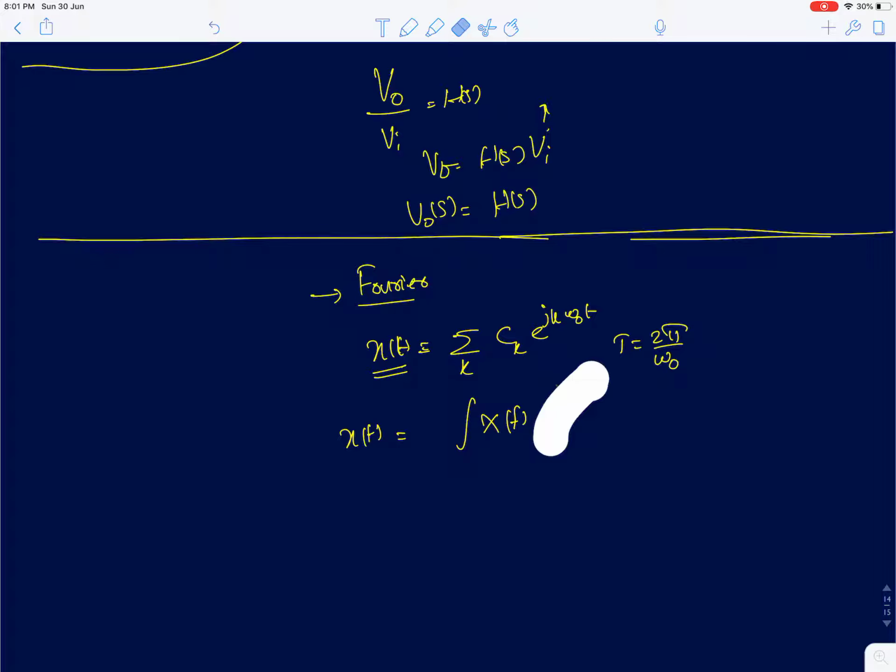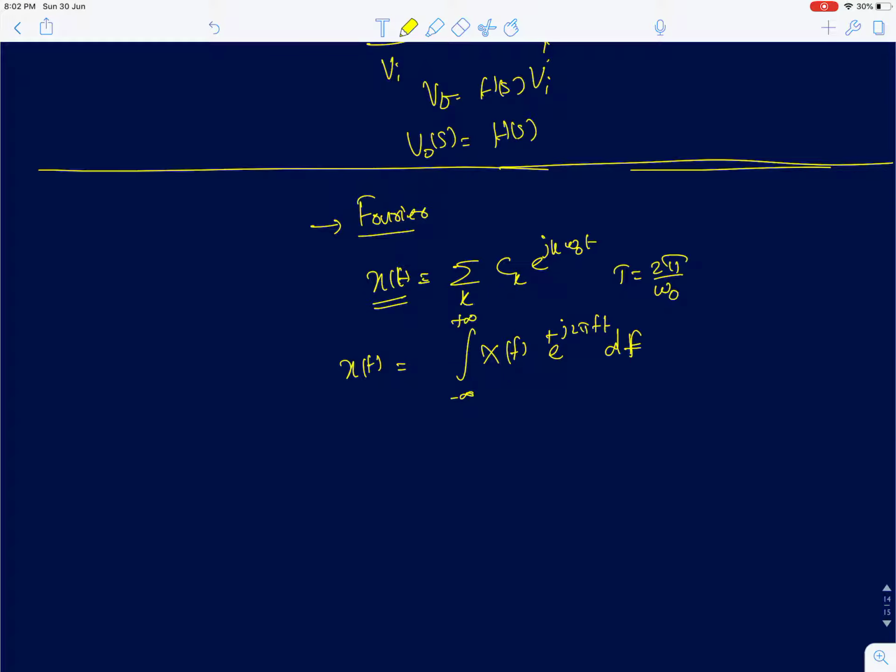this is j2 pi ft dt. Okay, df. So this is your Fourier representation. So meaning I just have to forget about the signal and just remember another function called x of f, which contains all the information you need to know about x of t.